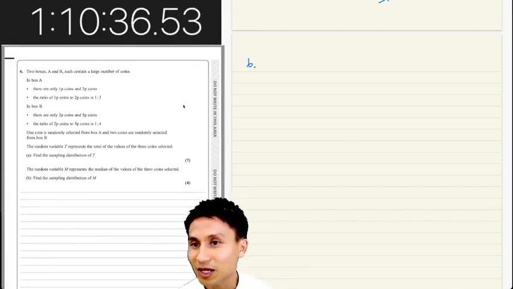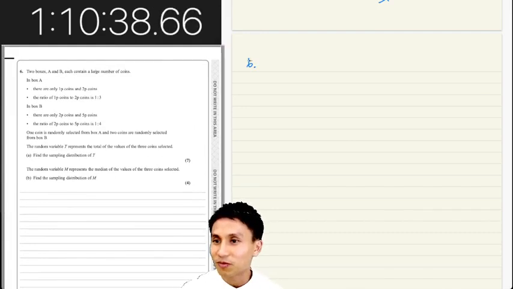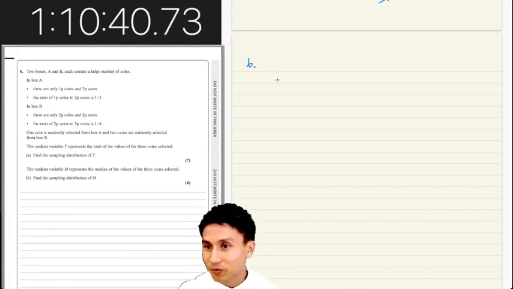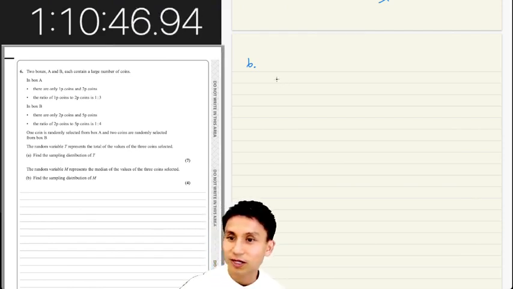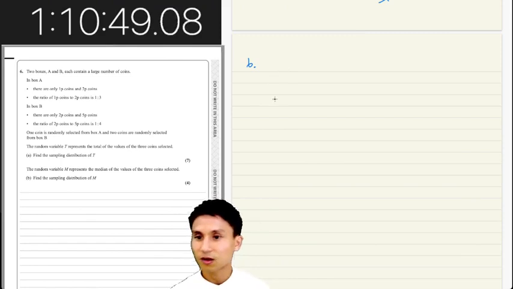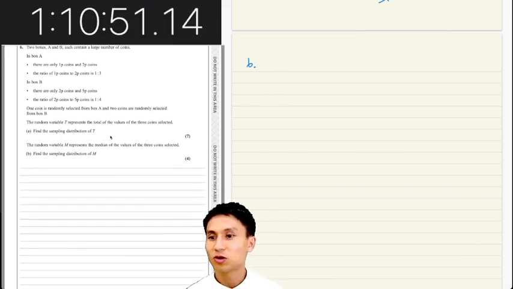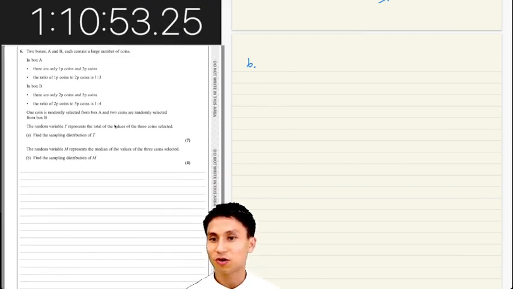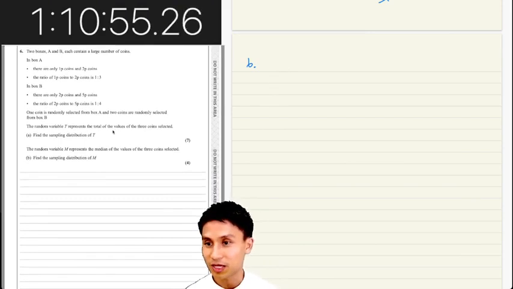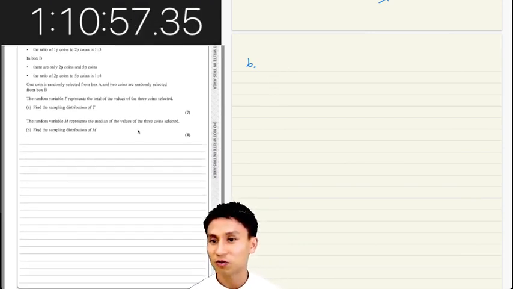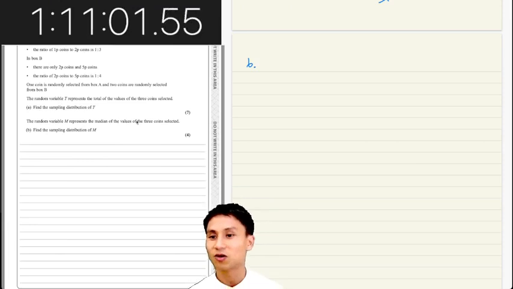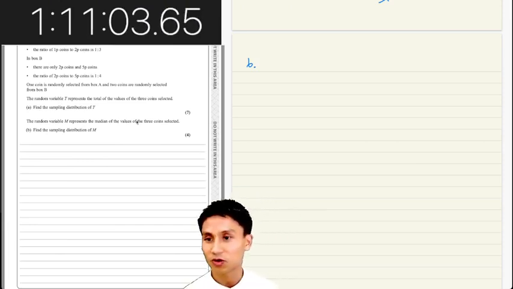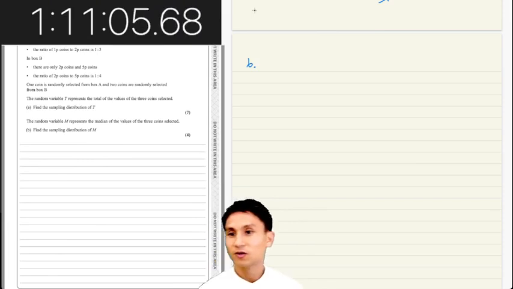Two boxes A and B each contain a large number of coins. In box A, there are only one pence coins and 2 pence coins. Ratio of 1 to 2. Okay, it's 1 to 3. Okay, this is about coin problem. Only one coin is randomly selected from box A and 2 coins from box B. The random variable t represents the total of the values of the 3 coins, like adding all the money up from all the coins.